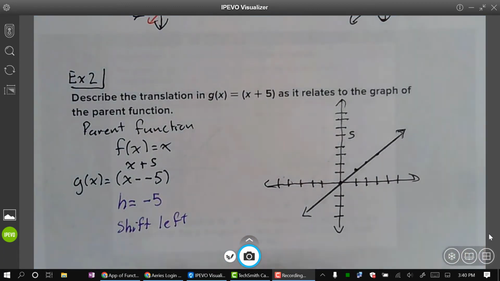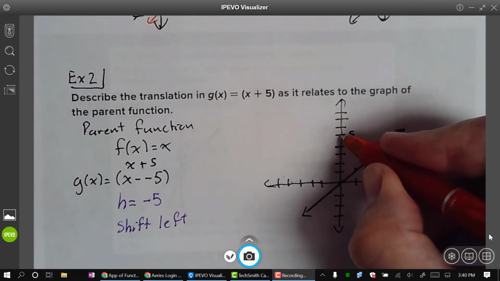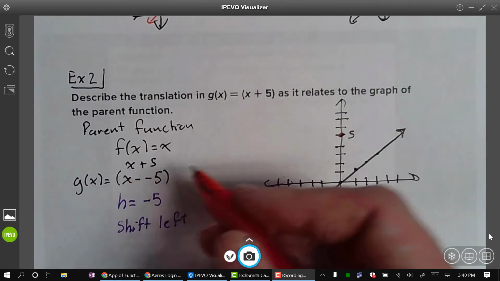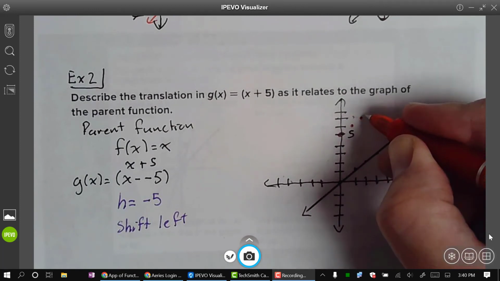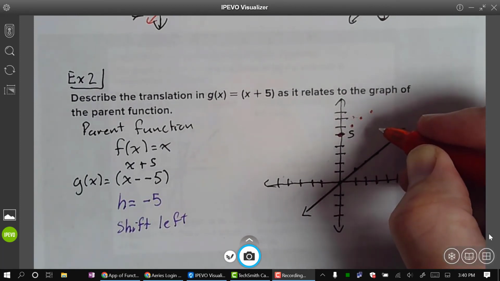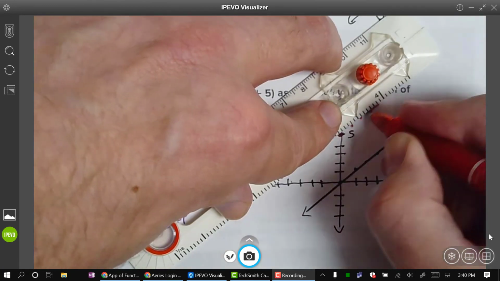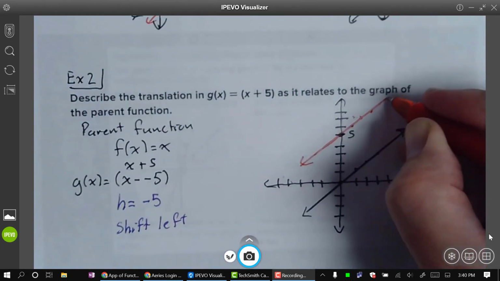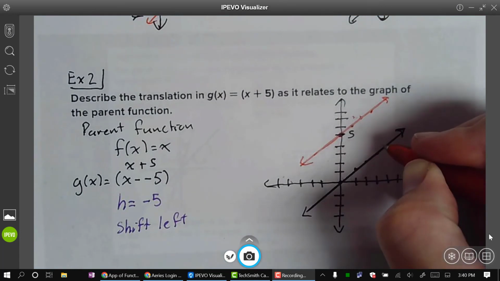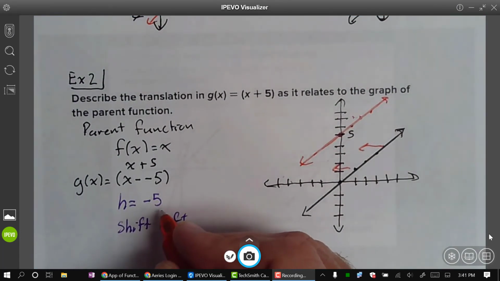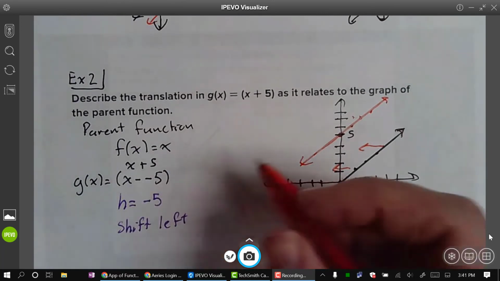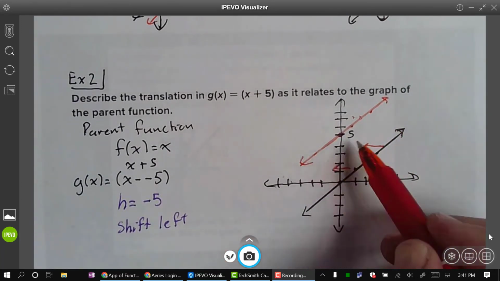Now, let's go ahead and graph our new function. I'm going to start at 5, because that's what it is, x plus 5. I'm going to come up 1, over 1, up 1, over 1, up 1, over 1. And that would be my new one. Notice how it is shifted from my original function to the left, because h equals negative 5. And when h is less than 0, it's going to shift to the left.